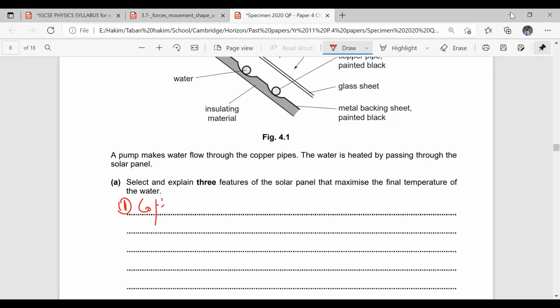Copper painted black, meaning that this is a better absorber of heat, not light in this case. Okay? You're absorbing the heat, not the light. Okay, now that is good.